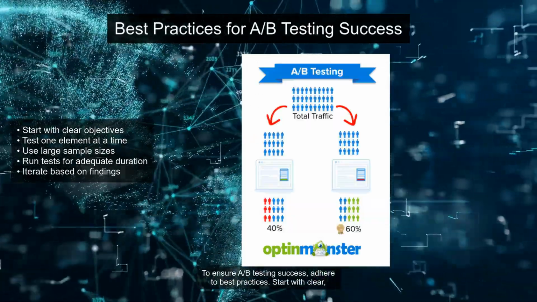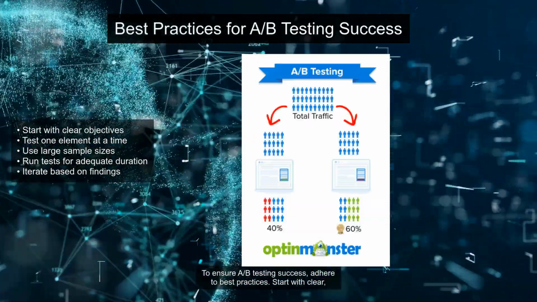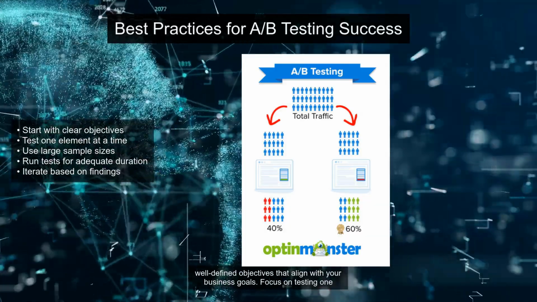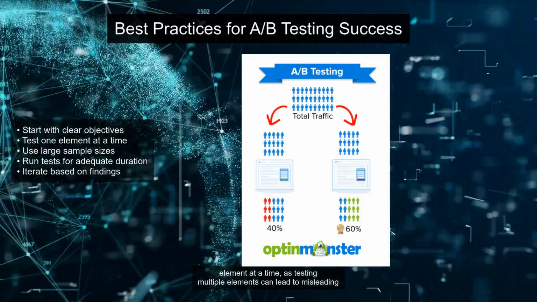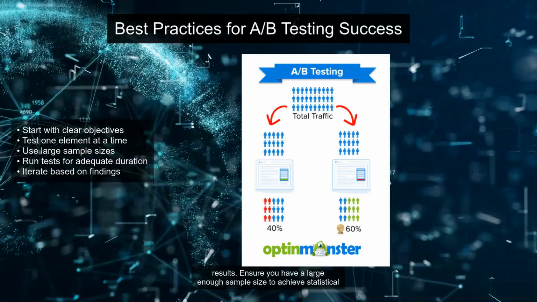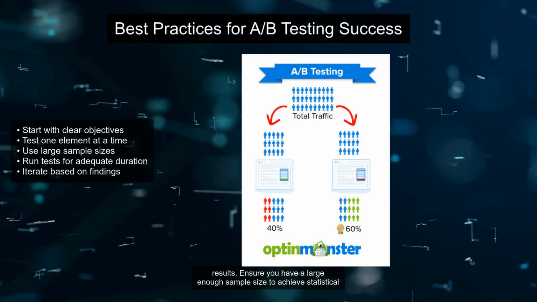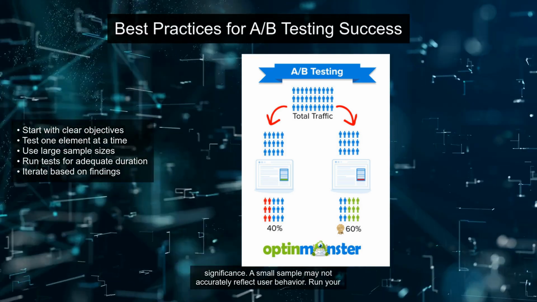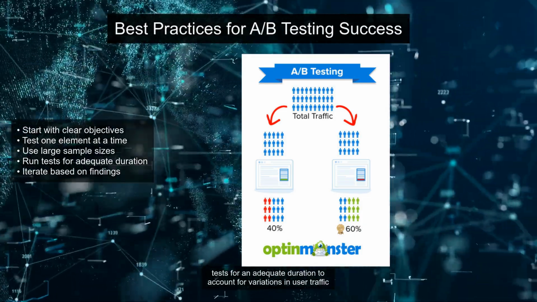To ensure A/B testing success, adhere to best practices. Start with clear, well-defined objectives that align with your business goals. Focus on testing one element at a time, as testing multiple elements can lead to misleading results. Ensure you have a large enough sample size to achieve statistical significance. A small sample may not accurately reflect user behavior.